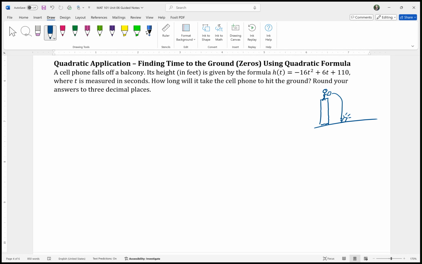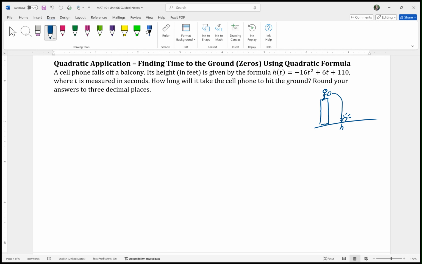So here's the kicker. This is not asking for a maximum. We previously talked about finding the max height, but that person is the max height. Where it starts, that is the tallest it's going to be. So now we're thinking about when it hits the ground. This is saying, how long will it take the cell phone to hit the ground?